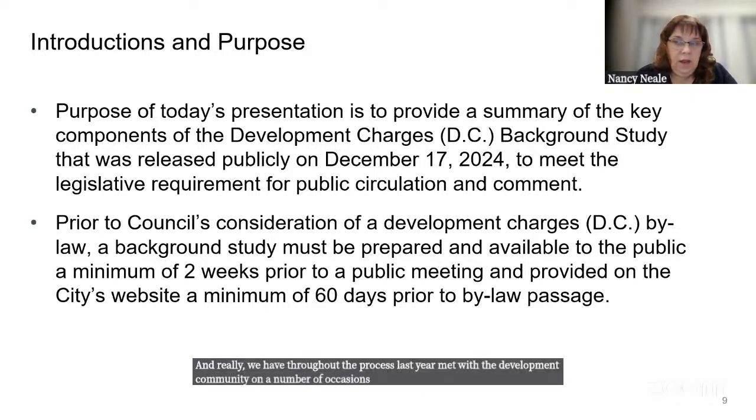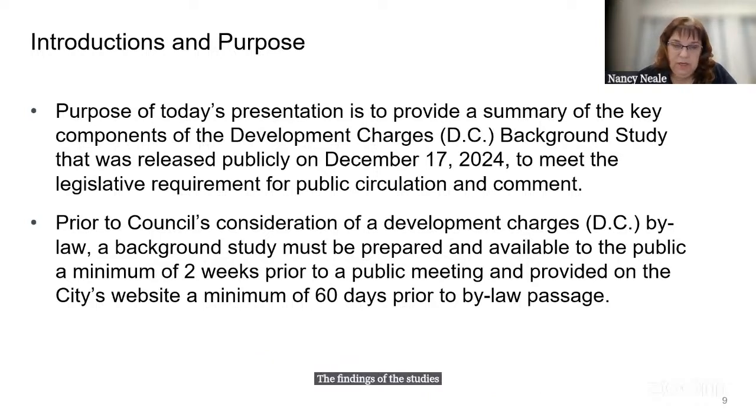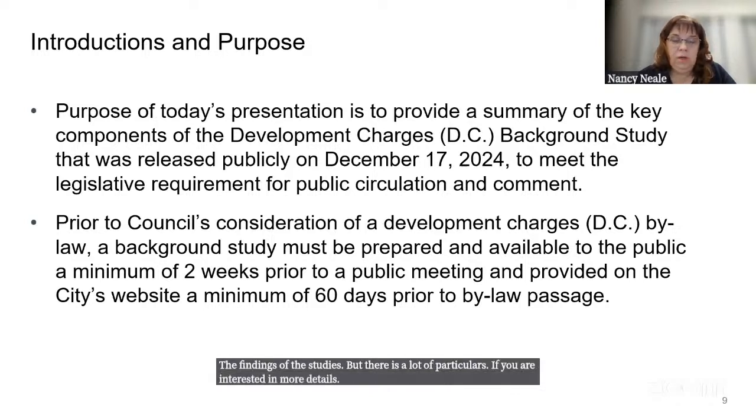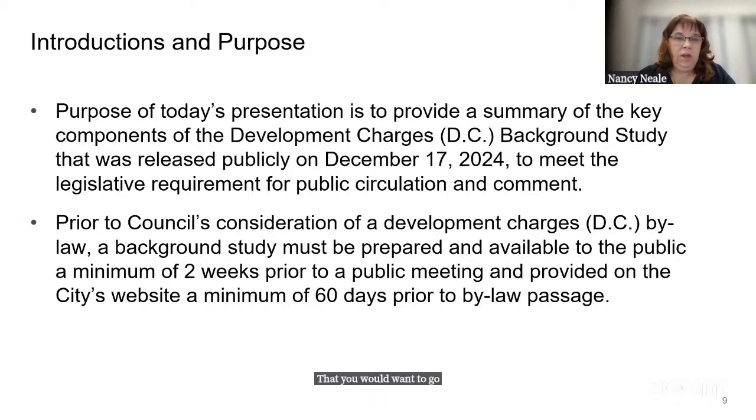Tonight and that future public meeting are to provide everyone across the city, both the public and the development community or anyone working in it, with an overview of the findings of the studies. But there are a lot of particulars, and if you are interested in more details, you would want to go to the actual study and look into it further.